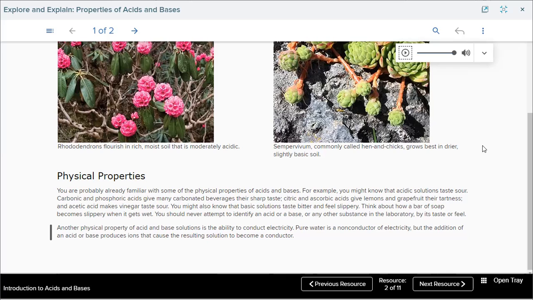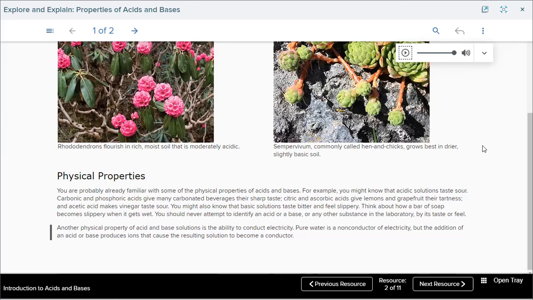Why? Do you know? Because if somebody touched water, he will get shocked. Okay, but he said in this paragraph that pure water is a non-conductor of electricity. Do you know why? Because water is neutral.